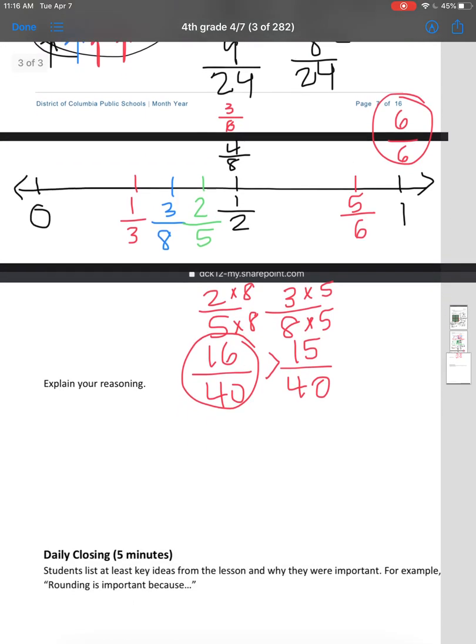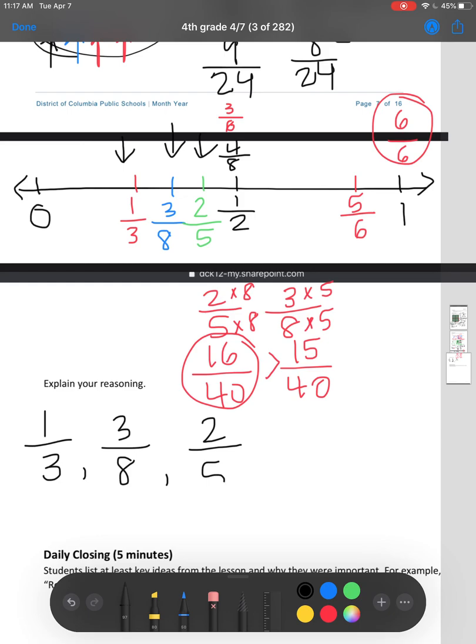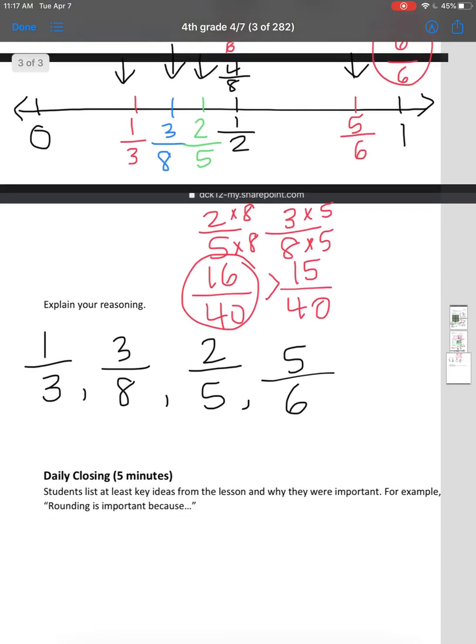From smallest to largest. So I'm going to start with my smallest. What fraction came first on my number line? I can see that 1/3 came first. So 1/3 is the smallest. Then I would say 3/8 came next. Then I can see that 2/5 came next. And then I can see that 5/6 came last. I have now put my fractions in order from smallest to largest.